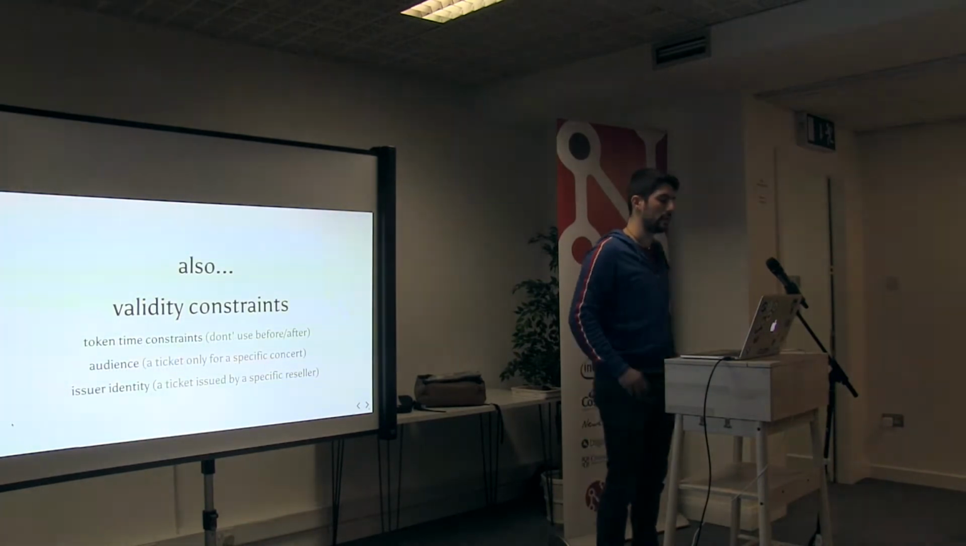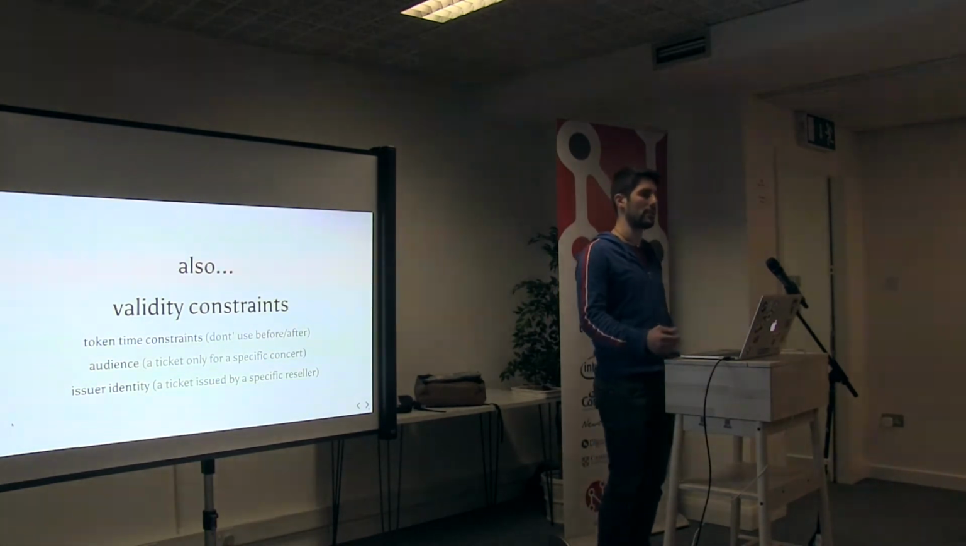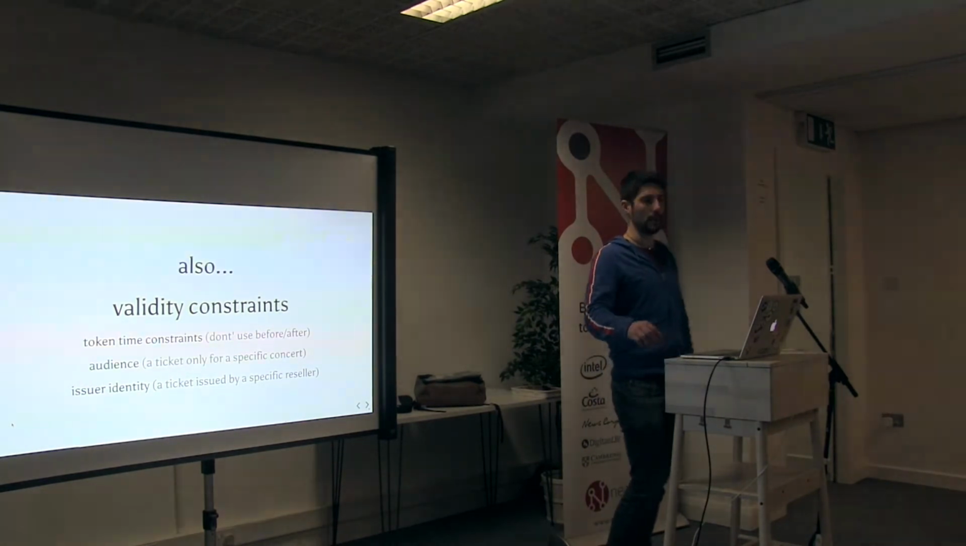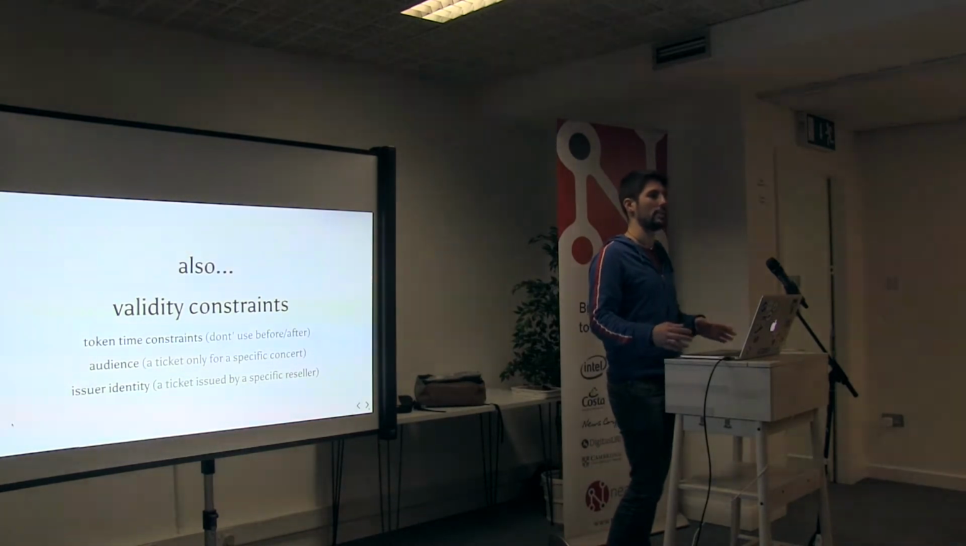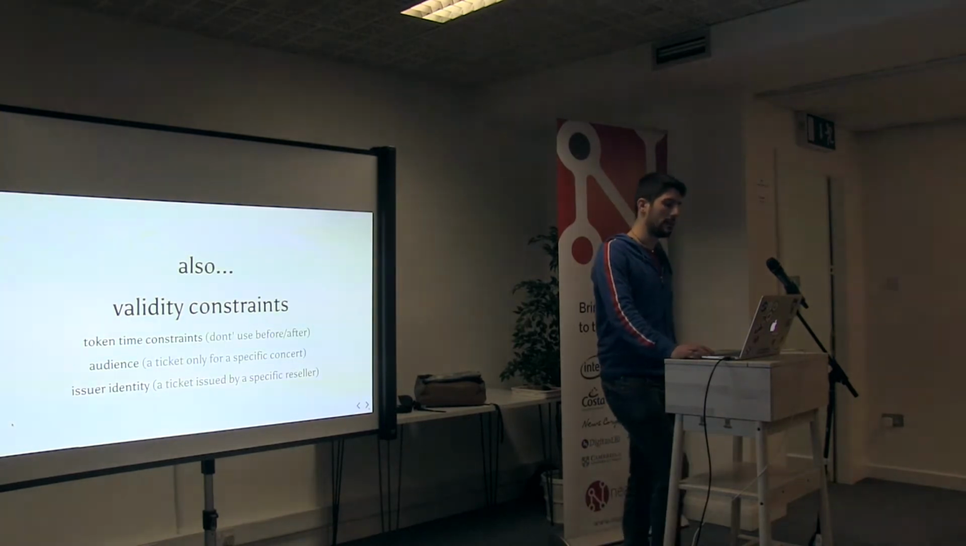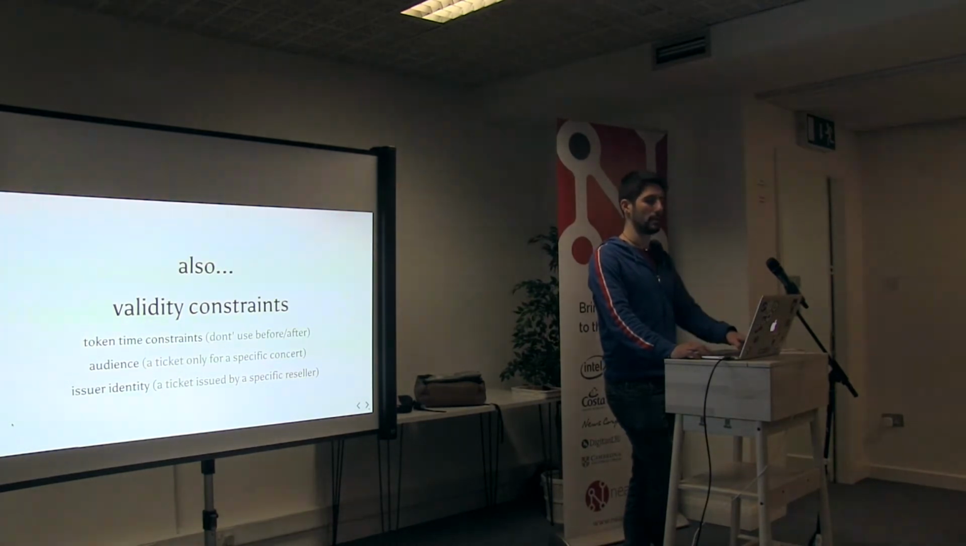And there are also other important things that you can use as part of the claim set. For example, you can express time constraints. You can say this token is valid from this moment and until this other moment. You can express something like audience, which means this token is only valid for this specific audience. Can be a user for a specific mobile app. And then you can also identify an issuer authority. For example, this token was generated by this server.